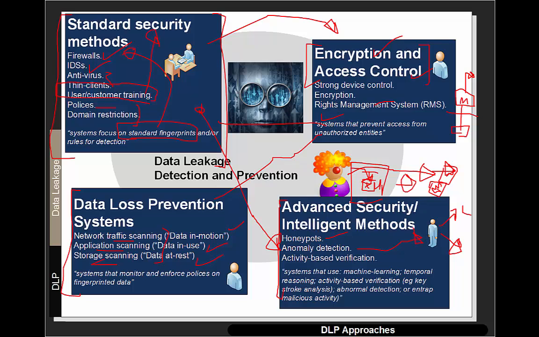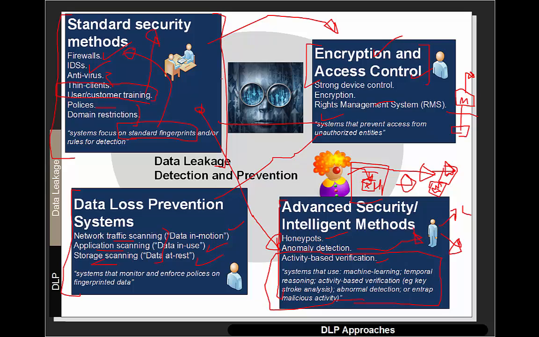Then we might also use activity-based verification, such as keystroke analysis and so on. So it's really looking at some sort of temporal reasoning, machine learning, and so on, to pinpoint any loss of data. So it's these four areas that will provide us with the core of the course that we're going to look at.